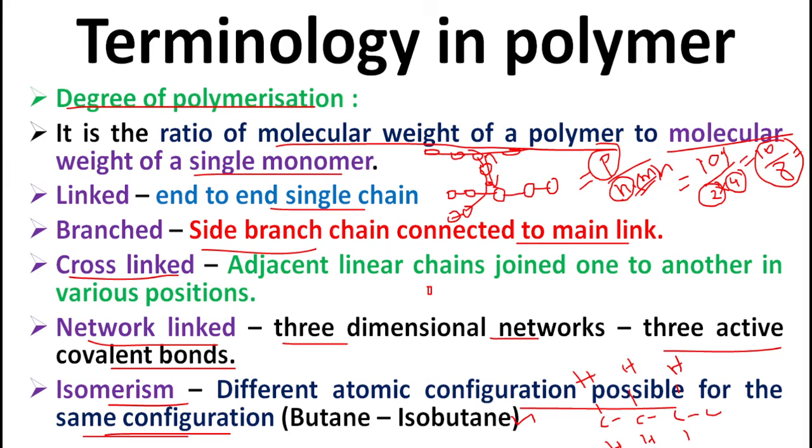This is butane. This is one type of configuration, carbon carbon carbon in a chain. Another configuration has a carbon branching off in a different connectivity, and this is isobutane. So different atomic configurations are possible for the same composition. This is called isomerism. The example is butane to isobutane structure. Thank you.